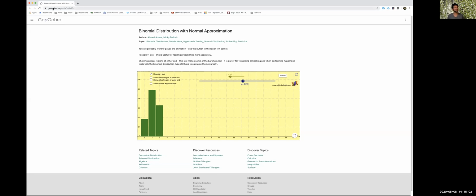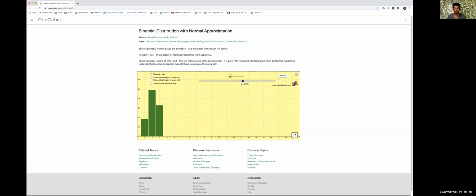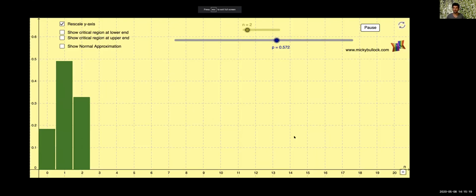This is another site I like a lot, GeoGebra. I use them for graphing a lot, but I found they had this thing here. Let me explain what we're looking at. Let's make it a little bigger. Let's make sure I'm actually sharing that. Yeah, there we go. So what we're looking at here is a little interactive animator that illustrates a binomial distribution.